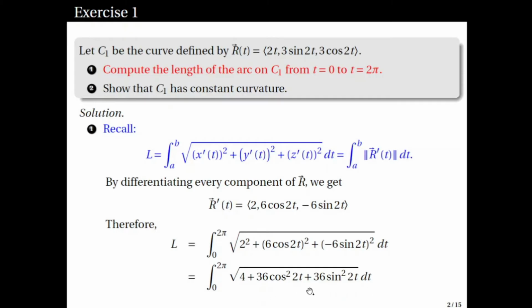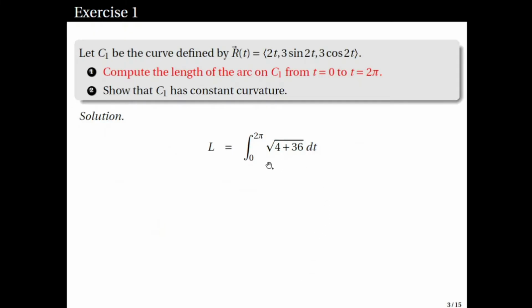Now, look at these two components. Here, I can factor out a common factor of 36. So, this will become 36 times the quantity cosine squared 2t plus sine squared 2t. But cosine squared 2t plus sine squared 2t is just equal to 1 by Pythagorean identity. Hence, this sums up to 36. So, you have the integrand as square root of 4 plus 36, which is square root of 40.